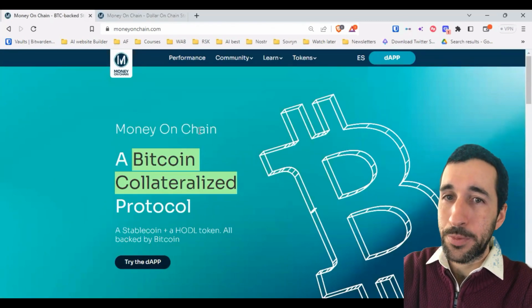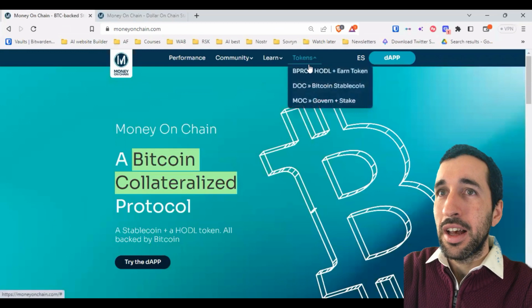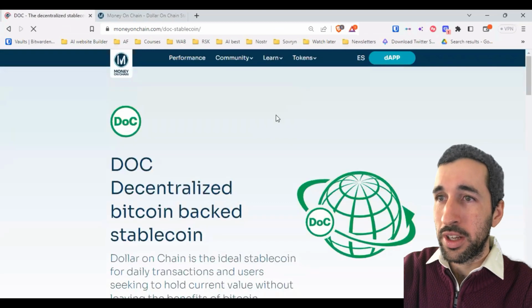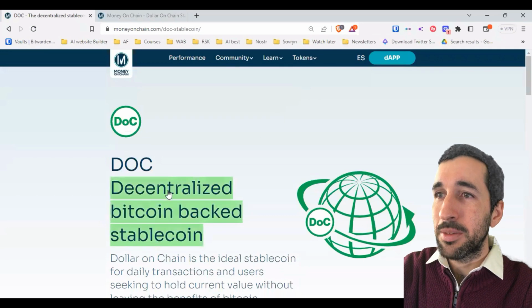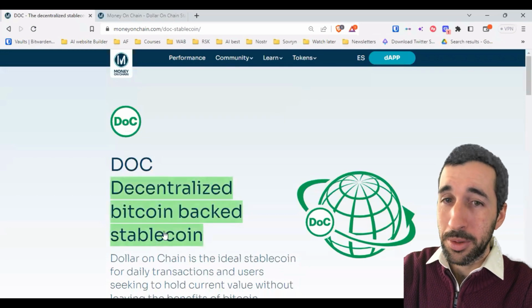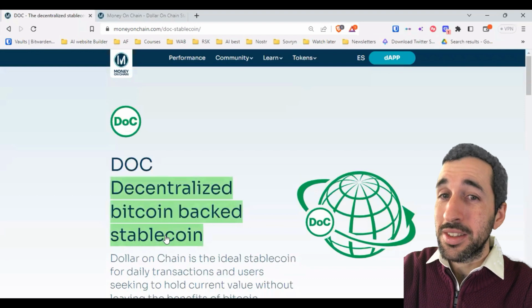Hello everyone, I'm Thomas, the creator of Independent Academy, and today we're going to take a further look into the Money on Chain platform. We're going to take a closer look at DOC. DOC is the Dollar on Chain, right? It's a decentralized Bitcoin-backed stablecoin. So what does this mean?